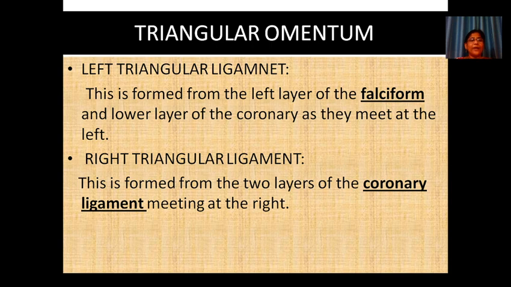The left triangular ligament is formed from the left layer of the falciform and the lower layer of the coronary as they meet at the left. Next, the right triangular ligament. This is formed from the two layers of the coronary ligament meeting at the right. Okay, clear? All these are the peritoneal folds which form peritoneal ligaments and give support to the liver to hold it in position. Clear?